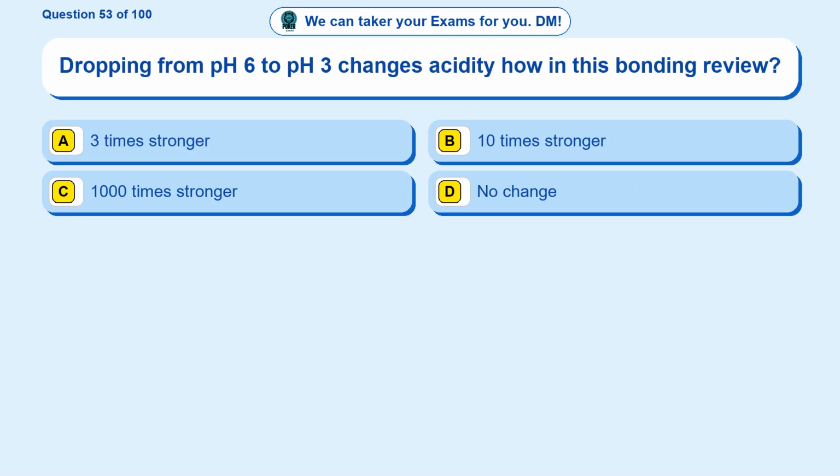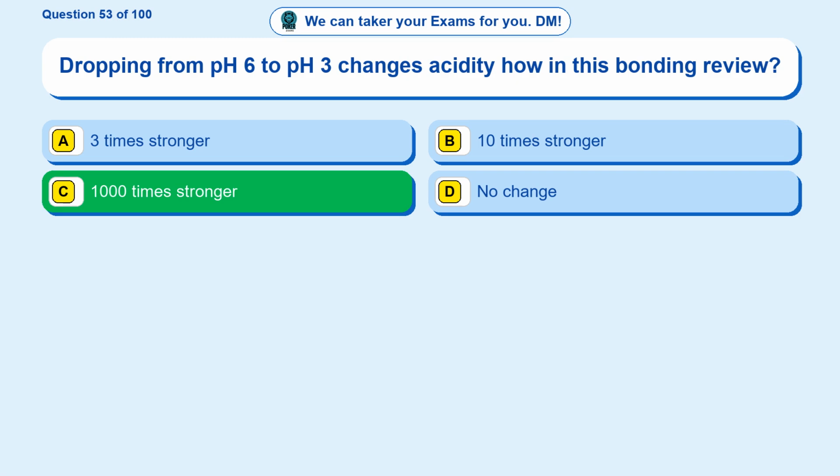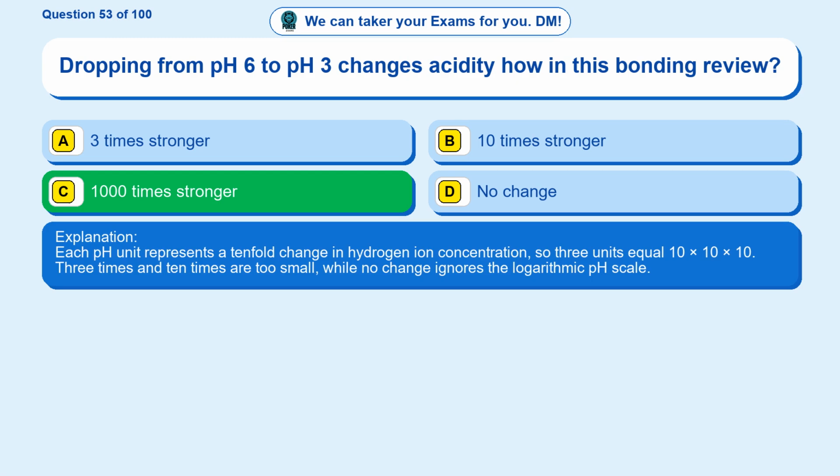Question 53. Dropping from pH 6 to pH 3 changes acidity how in this bonding review? Option A 3 times stronger. Option B 10 times stronger. Option C 1000 times stronger. Option D. No change. The correct answer is option C. 1000 times stronger. Each pH unit represents a 10-fold change in hydrogen ion concentration, so 3 units equal 10 times 10 times 10. 3 times and 10 times are too small, while no change ignores the logarithmic pH scale.